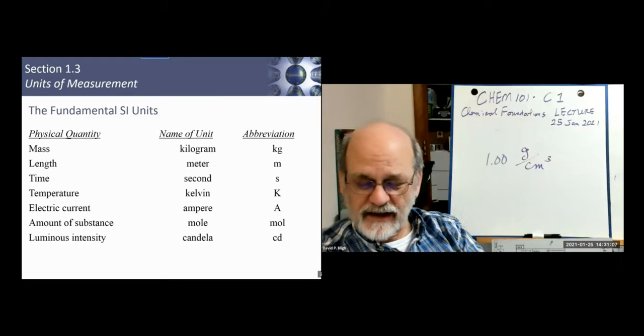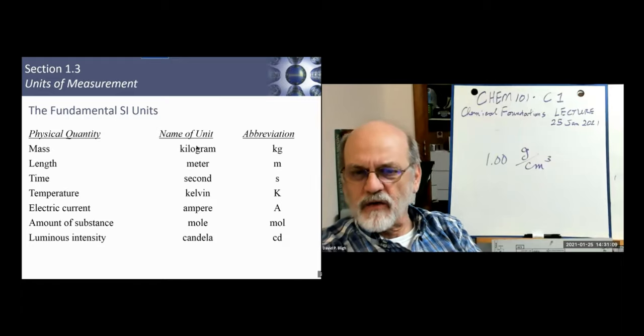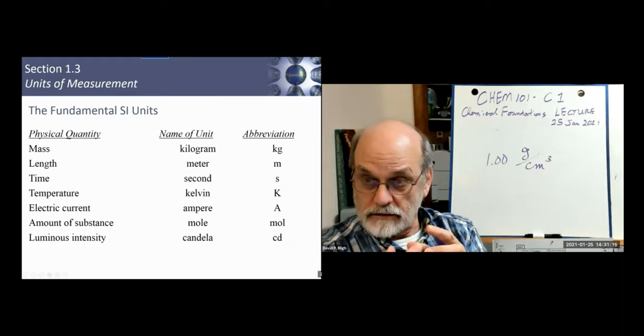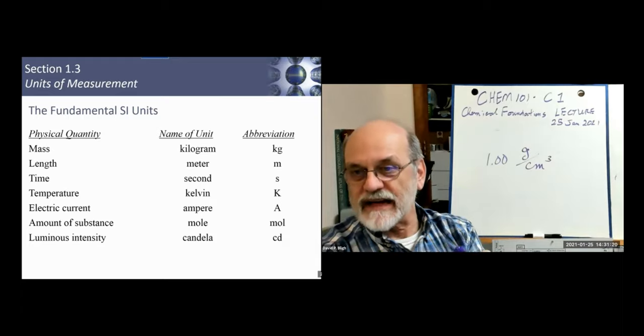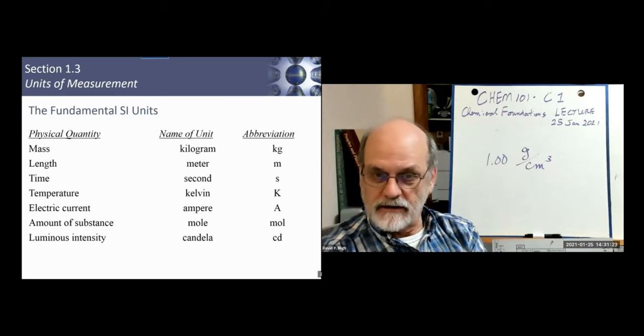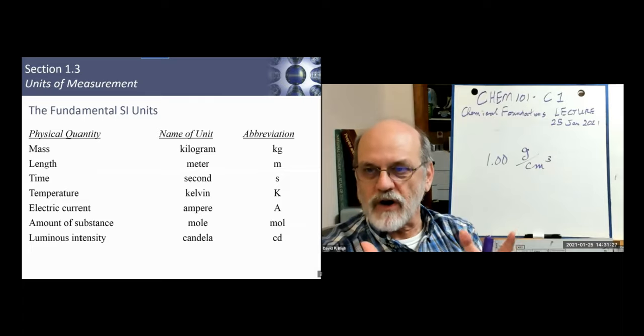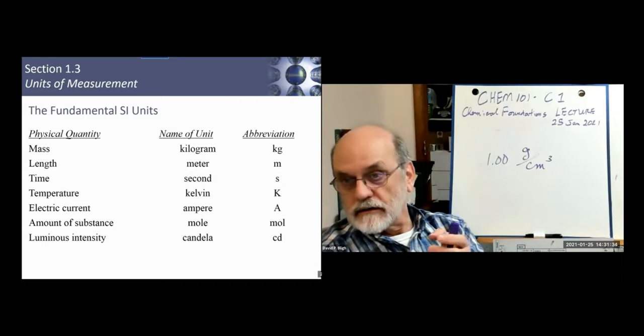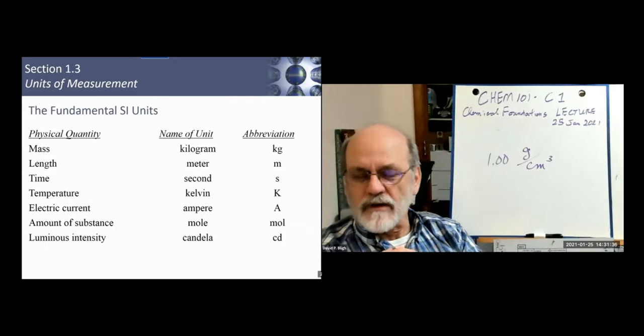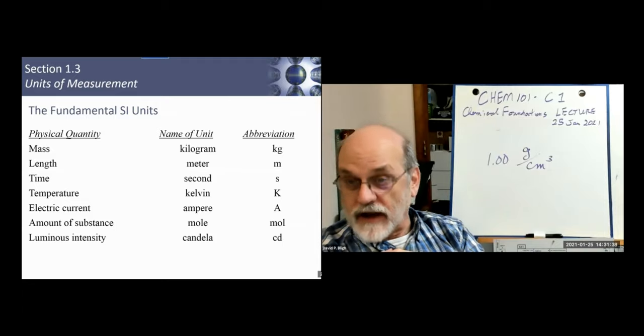Now, up until recently, both the kilogram and the meter were physical objects, each made out of a platinum iridium alloy for minimal corrosion, and they were stored in a double bell jar with an inert atmosphere, probably argon, in a cave somewhere in France. To this day, the kilogram is still there.